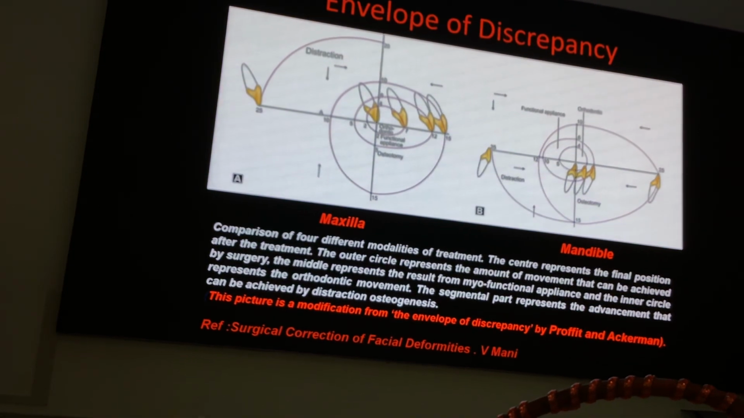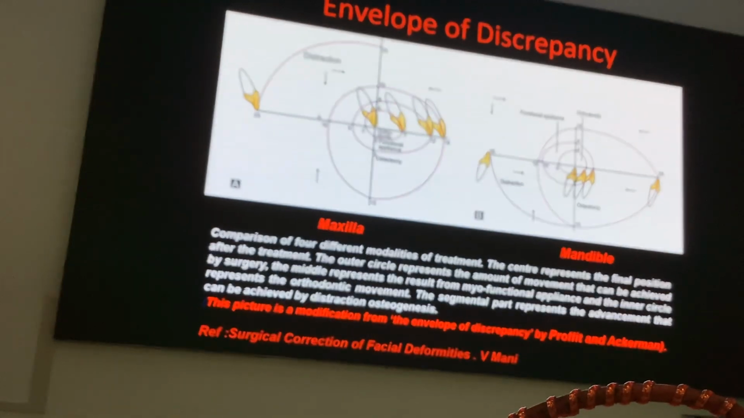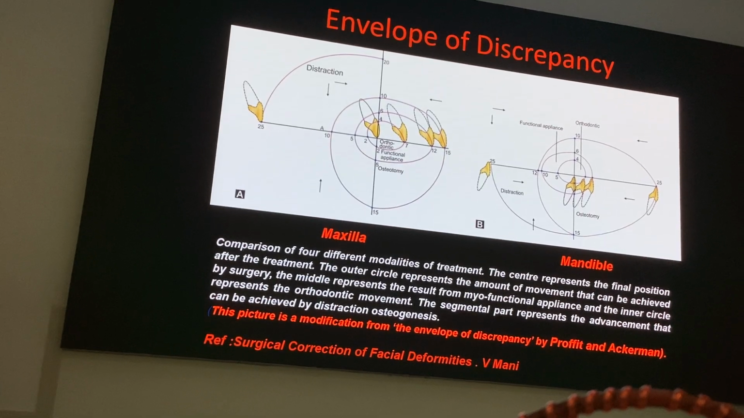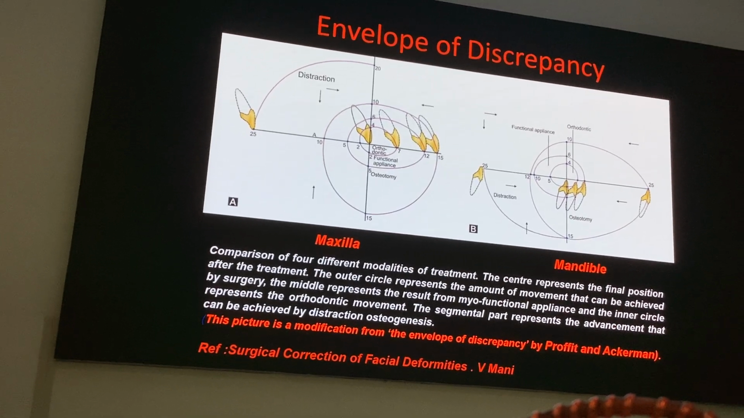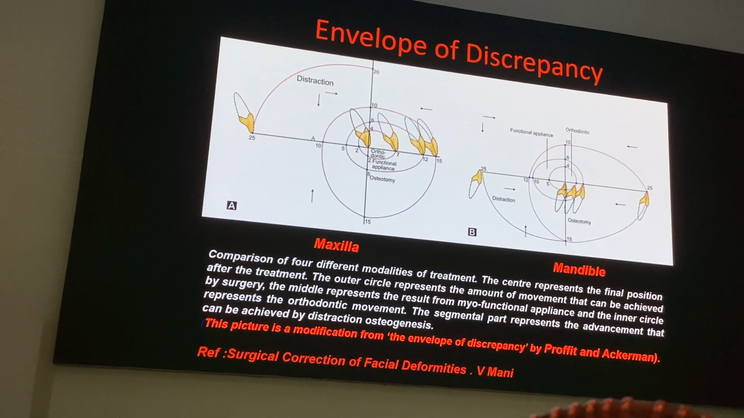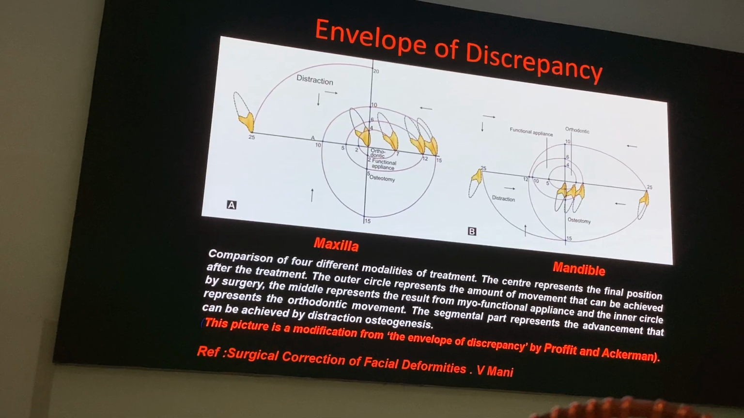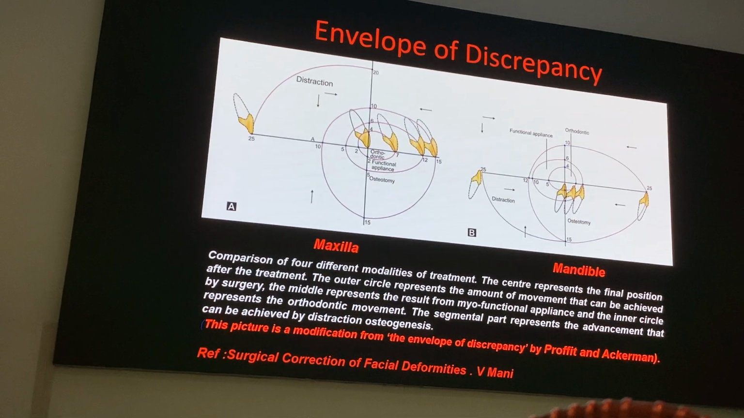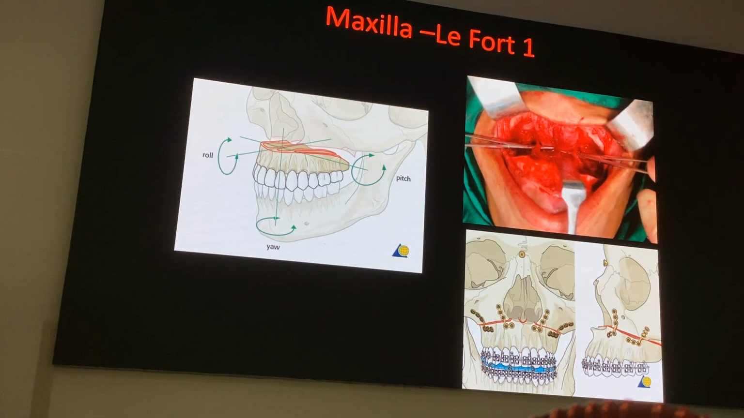I'm sure you should all learn to draw this diagram, the envelope of discrepancy by Proffit. You would have seen there are some additions in this. We have added the distraction also into it. You need to learn how to draw this diagram because it shows how much movement you get with orthodontics, with myofunctional therapy, as well as with distraction and osteotomies.